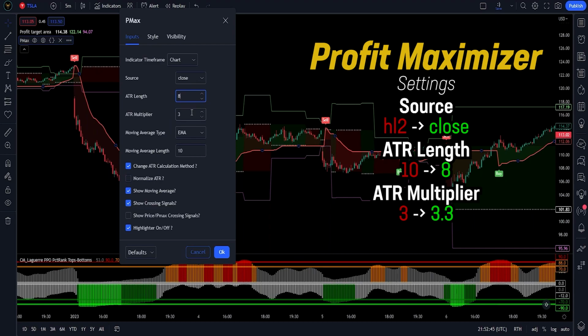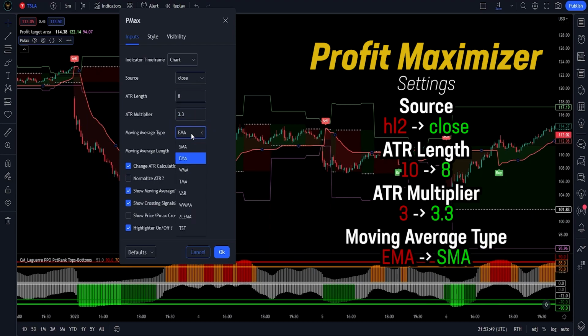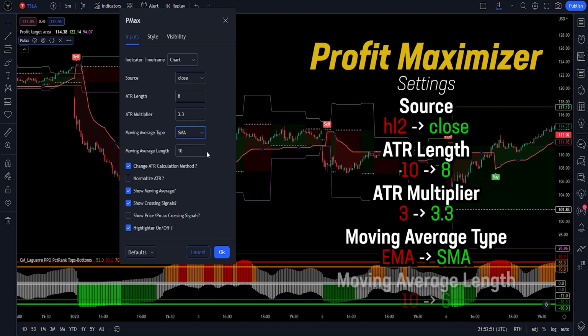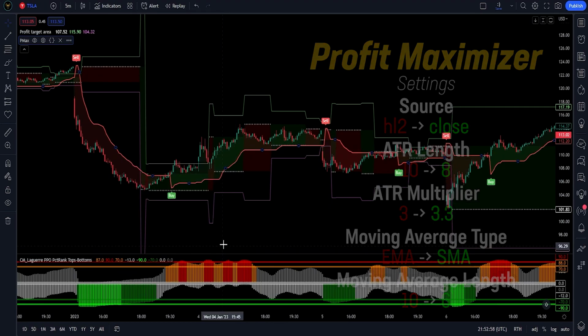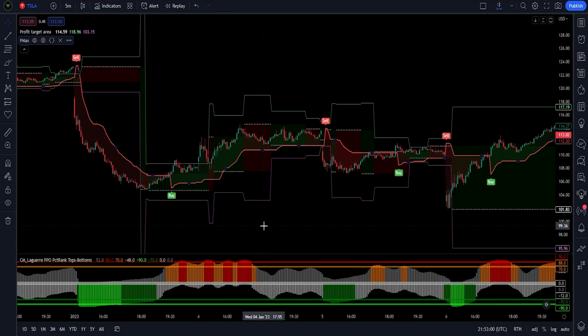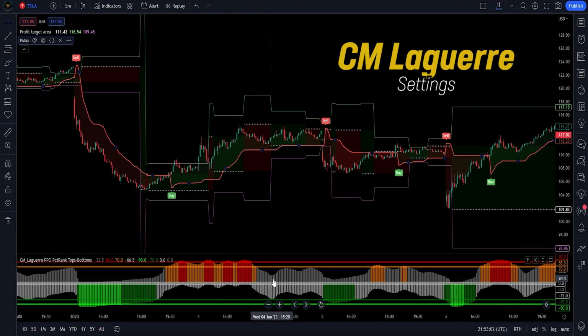Change ATR multiplier from 3 to 3.3. Moving average type should be SMA. And finally, change moving average length from 10 to 6. Now press OK, and we're done with our second indicator as well. Finally, let's modify our third indicator, which is this CM_Laguerre histogram.